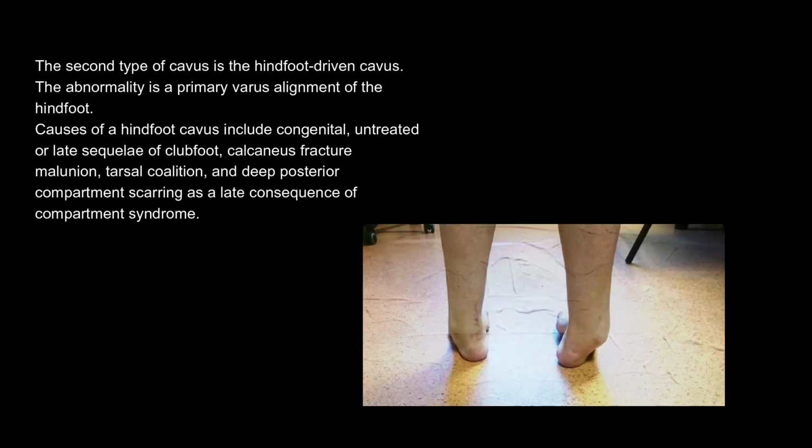The second type of cavus is the hindfoot-driven cavus. The abnormality is a primary varus alignment of the hindfoot. Causes of a hindfoot cavus include congenital, untreated or late sequelae of clubfoot, calcaneus fracture malunion, tarsal coalition, and deep posterior compartment scarring as a late consequence of compartment syndrome.